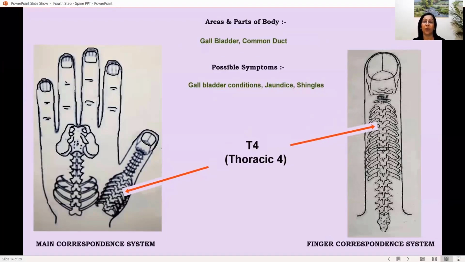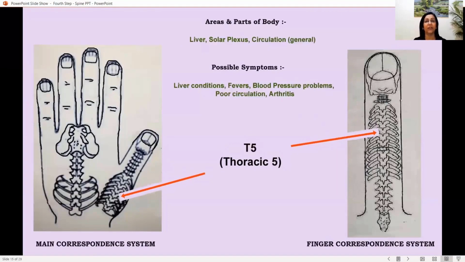T4, you have to treat for gallbladder, common duct problems, and symptoms being like gallbladder conditions, jaundice, shingles, herpes, etc. T5, you will treat for the liver, solar plexus, and general blood circulation in the body. And the possible symptoms would be liver conditions, any kind of liver problems, fevers, blood pressure problems, poor circulation in the body, arthritis, etc.